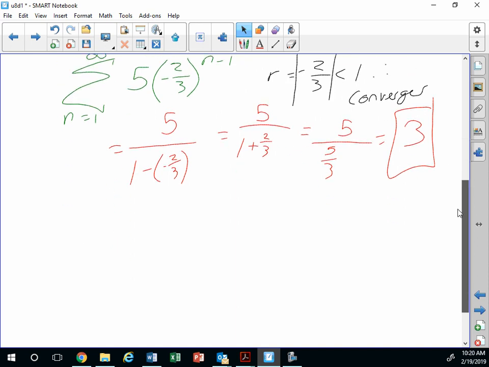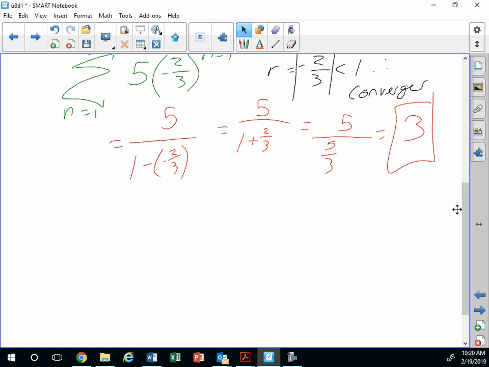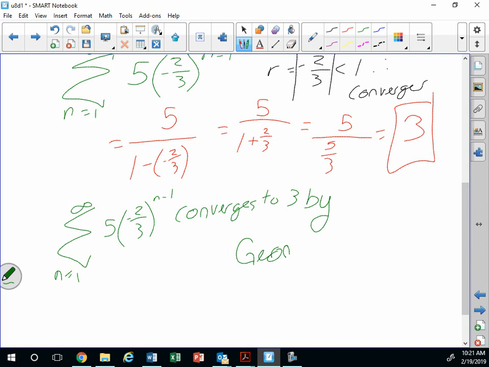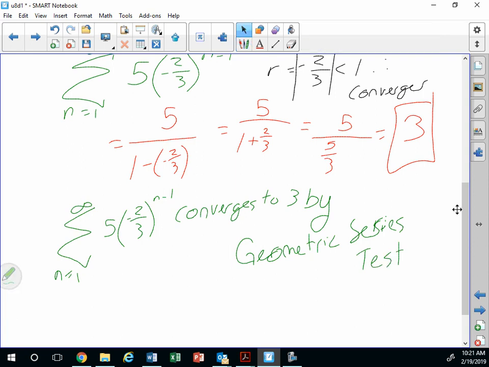So if I want to state everything, I could say this converges by, how do we test it? We test it by the geometric series test. Technically it's a formula, but you call it a test. I recognized it was a geometric series, therefore I figured that out. Alright. Ready?